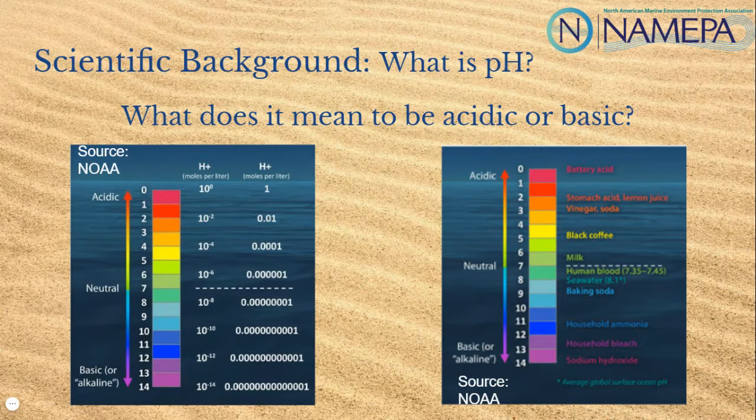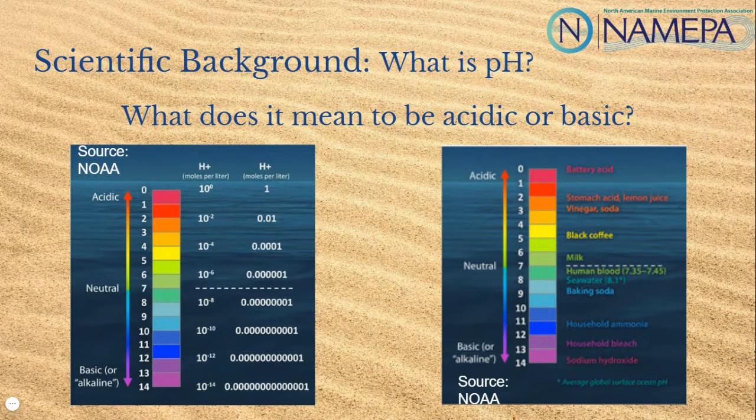On the left, you can see what the pH scale means in terms of moles of hydrogen ions per liter. You'll also notice that it's a logarithmic scale. So even a small change in units represents a significant change in the concentration of hydrogen ions. On the right, you can see the pH scale and some familiar substances and what their pHs are. Vinegar is obviously acidic with a pH of around 2.5, and bleach is very basic and it has a pH of 13. Right around the middle, you have seawater with a pH of 8.1 units. This is the global average of the ocean's pH, but it does vary locally.